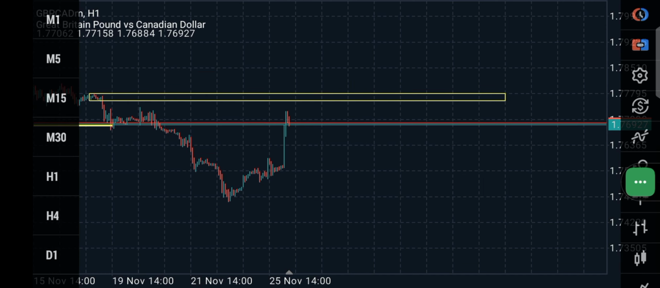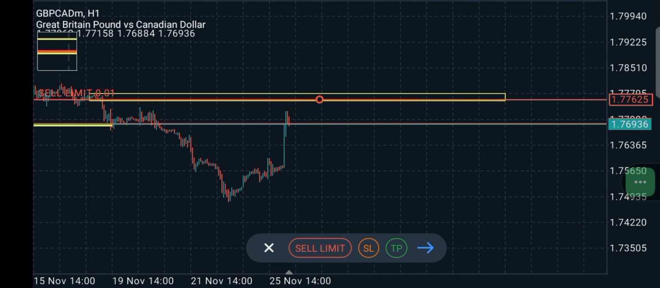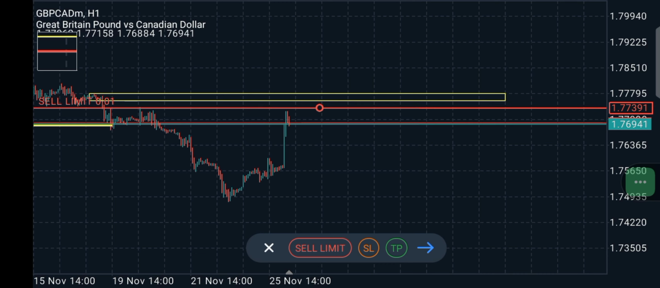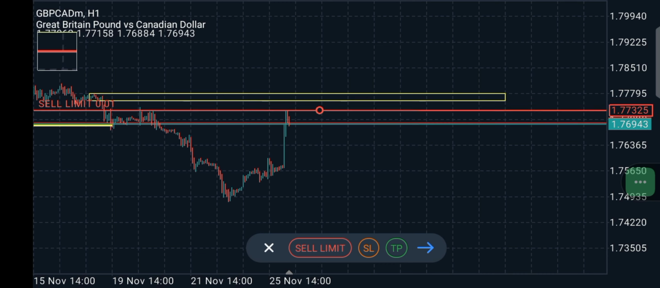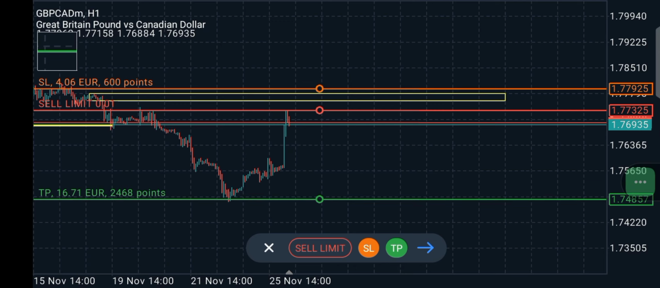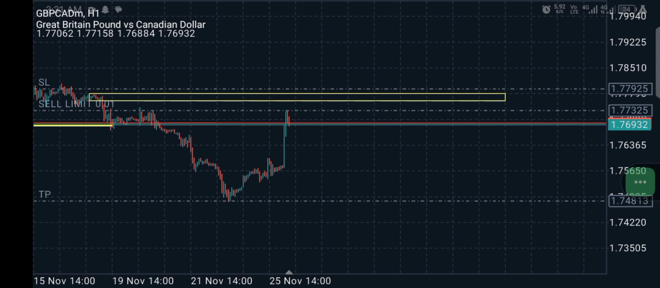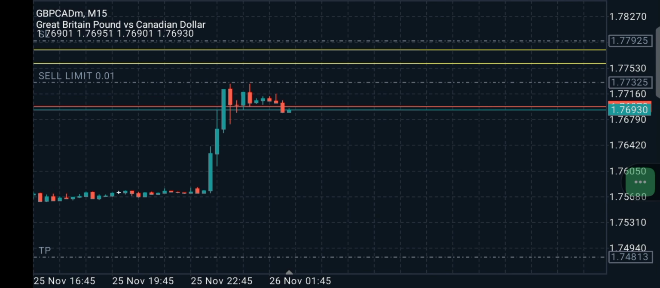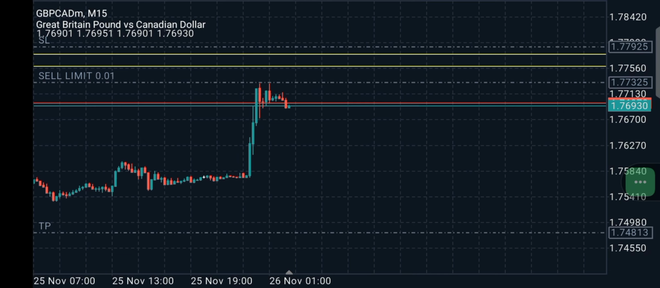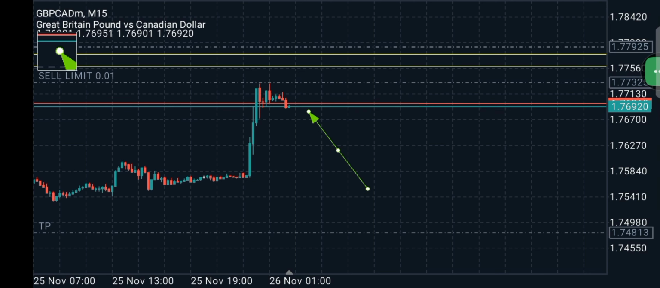I want to see price take out this one here. Then I have my stop loss right above the order block a little bit. Then my take profit is going to be at this low here. So that's it, guys. We'll come back to check out this particular trade. Since there's no shift in market structure, we want to see price go up a little bit, tag us into the market around here, then we sell down.